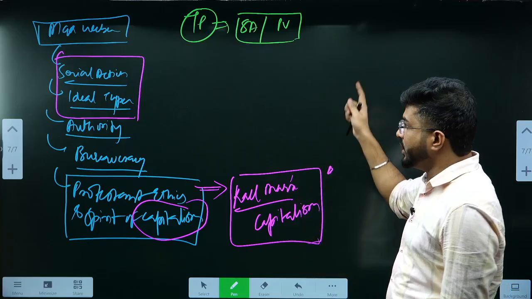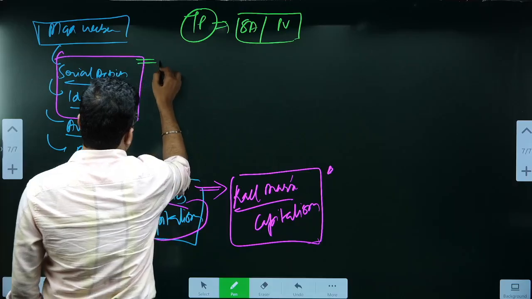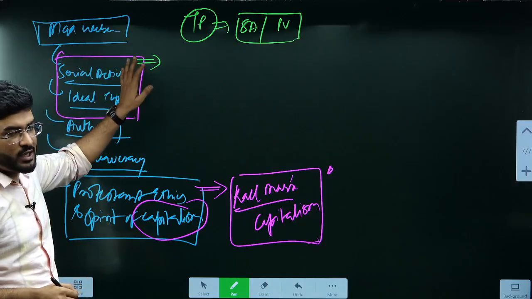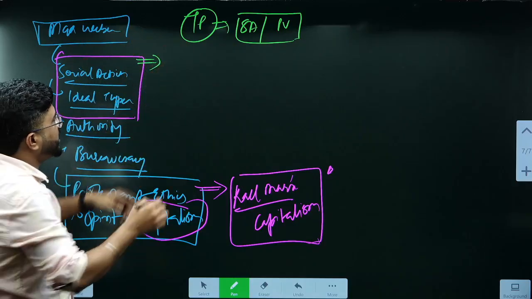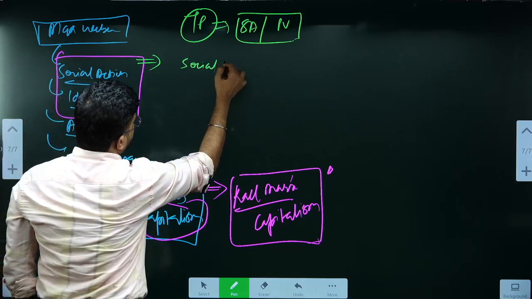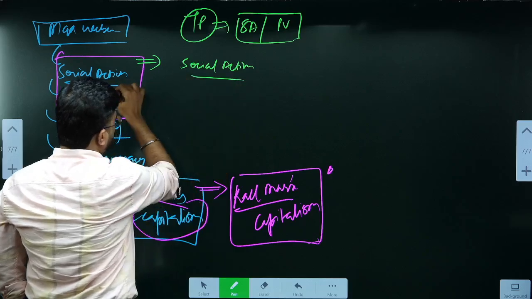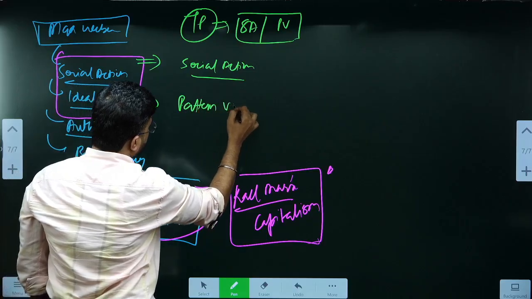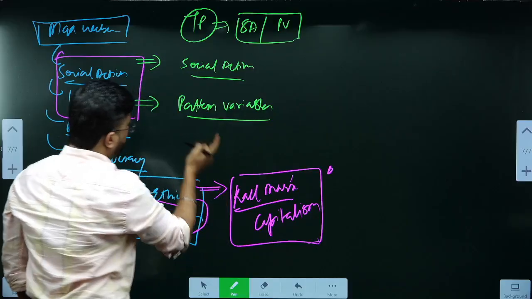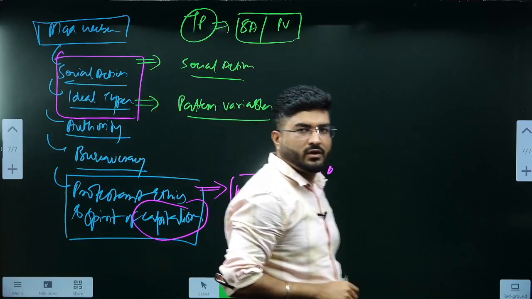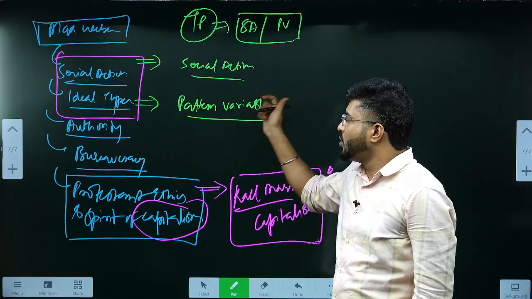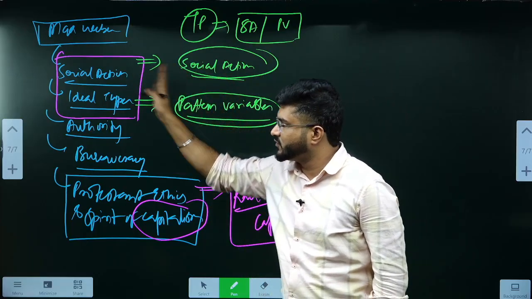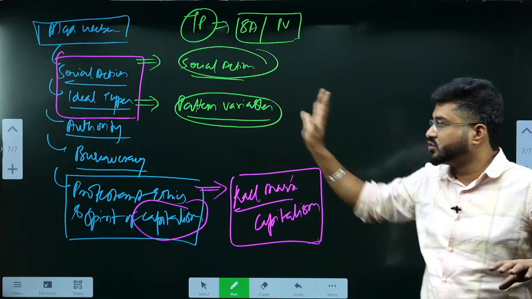So now here comes an analysis of your syllabus: whenever you are reading social action of Max Weber and ideal types of Max Weber, try to read the Talcott Parsons view of social action with the social action of Weber, and Talcott Parsons's views of pattern variables with the ideal types of Max Weber. You will be able to analyze how these two thought processes or concepts have taken inspiration from Weber's perspectives.